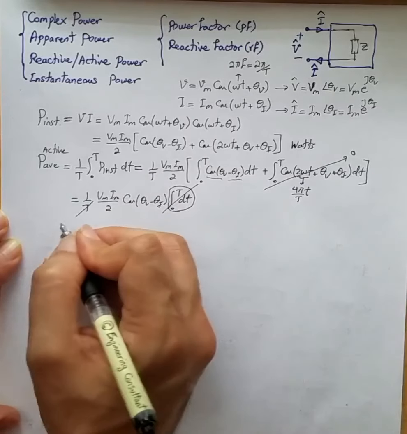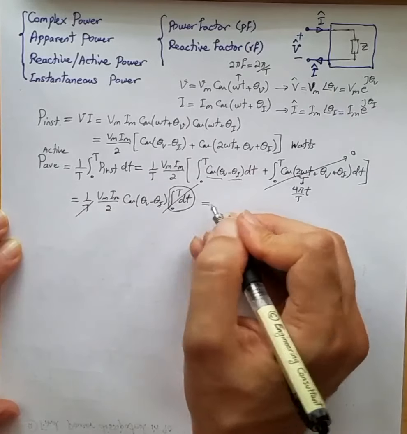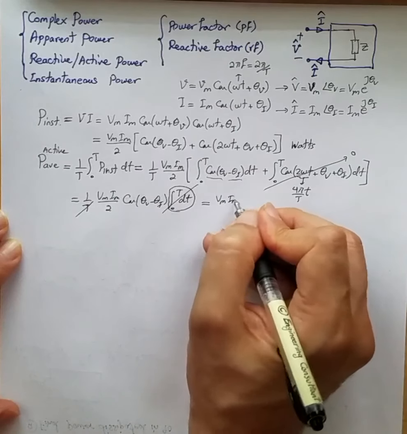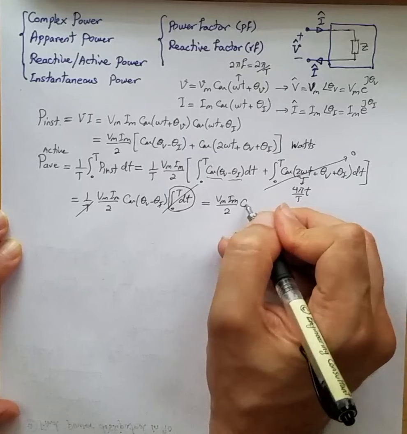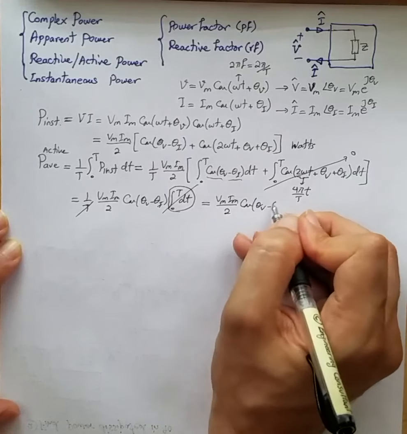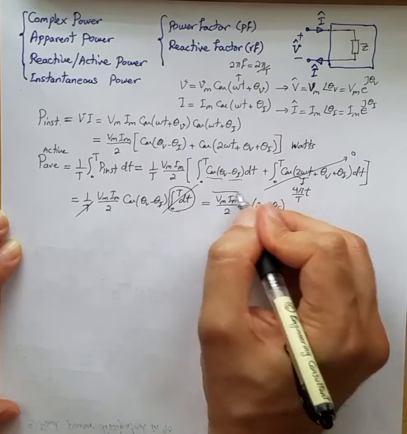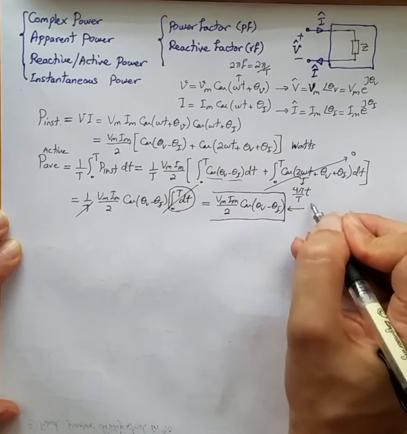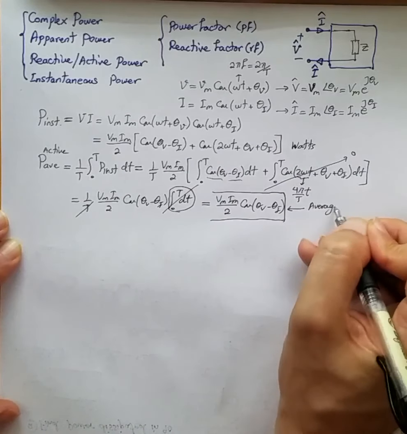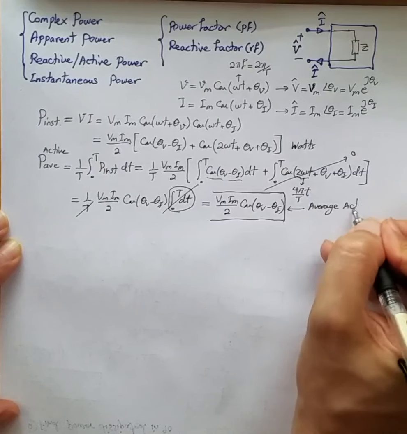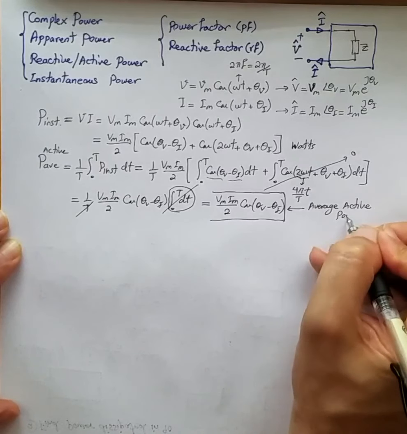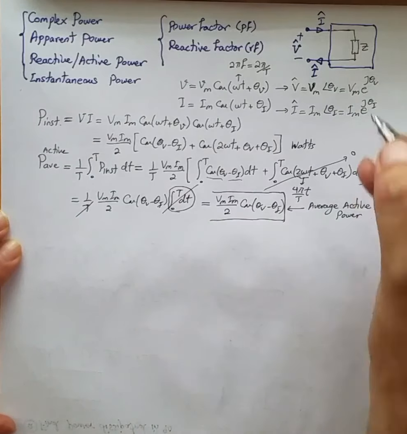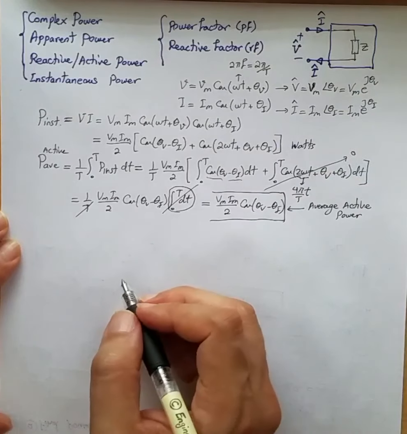That's why the average active power becomes Vm Im divided by 2 cosine theta V minus theta I. Okay, so this is the average active power, or as I said, the dissipated power across this load.